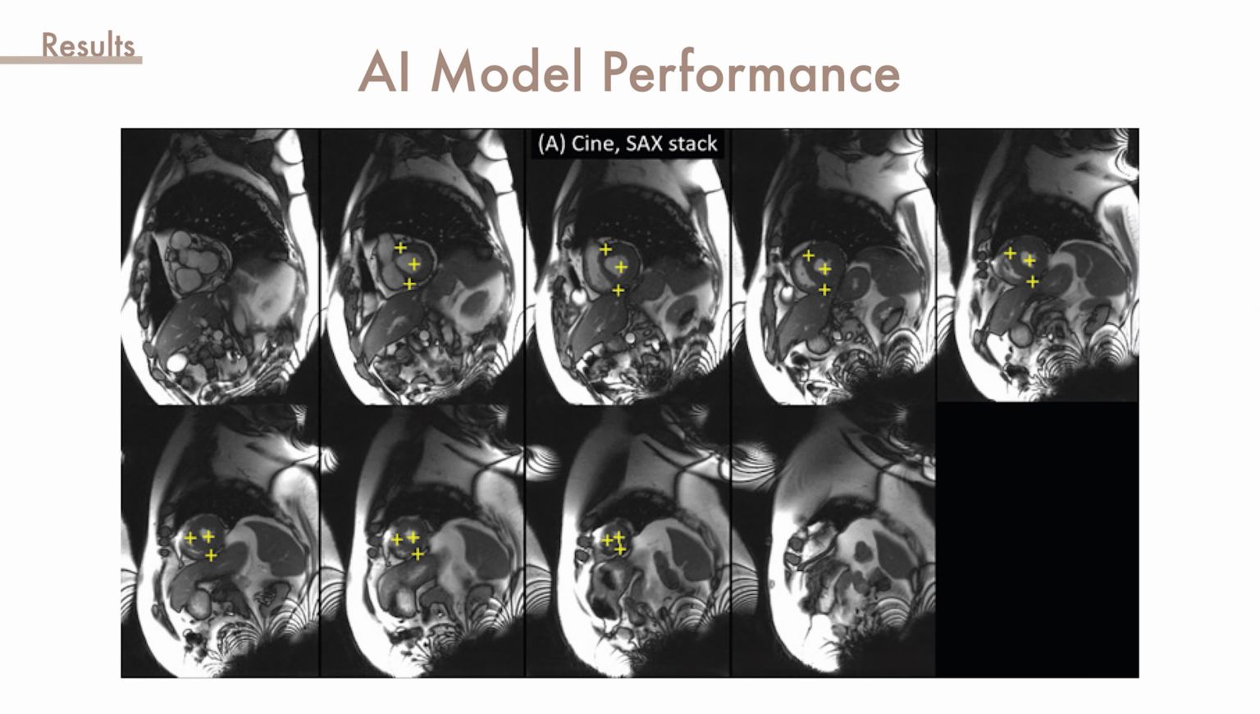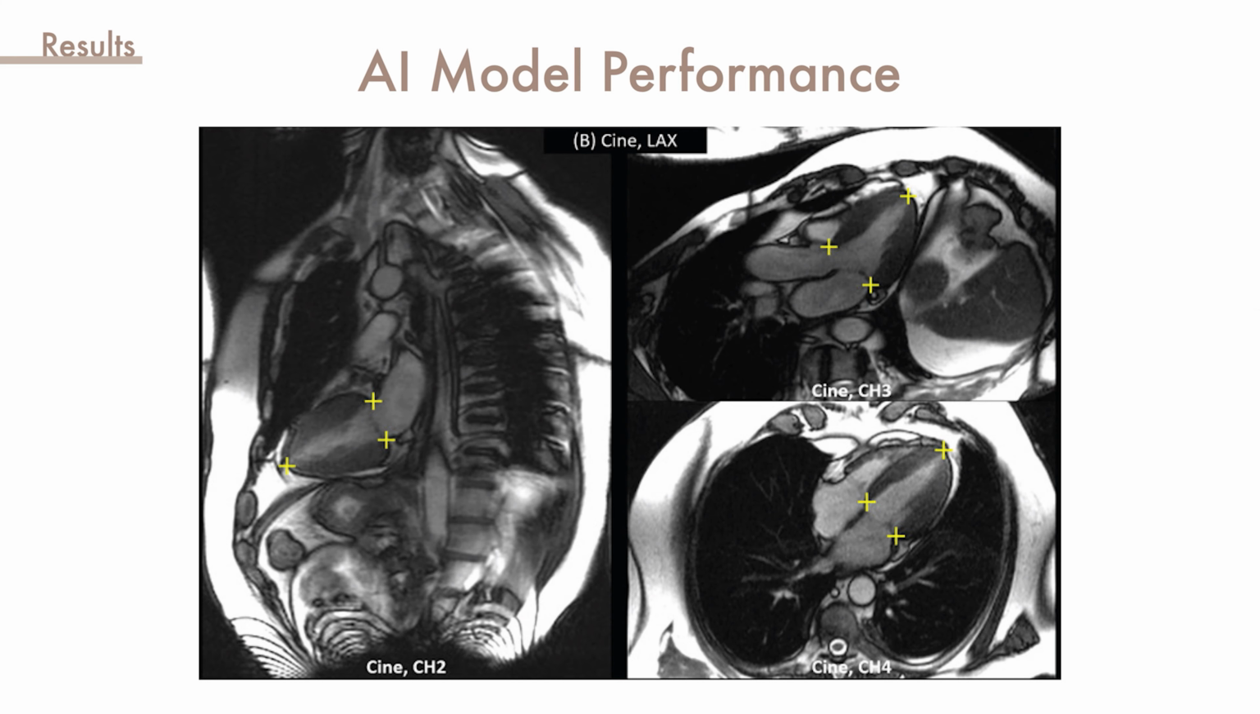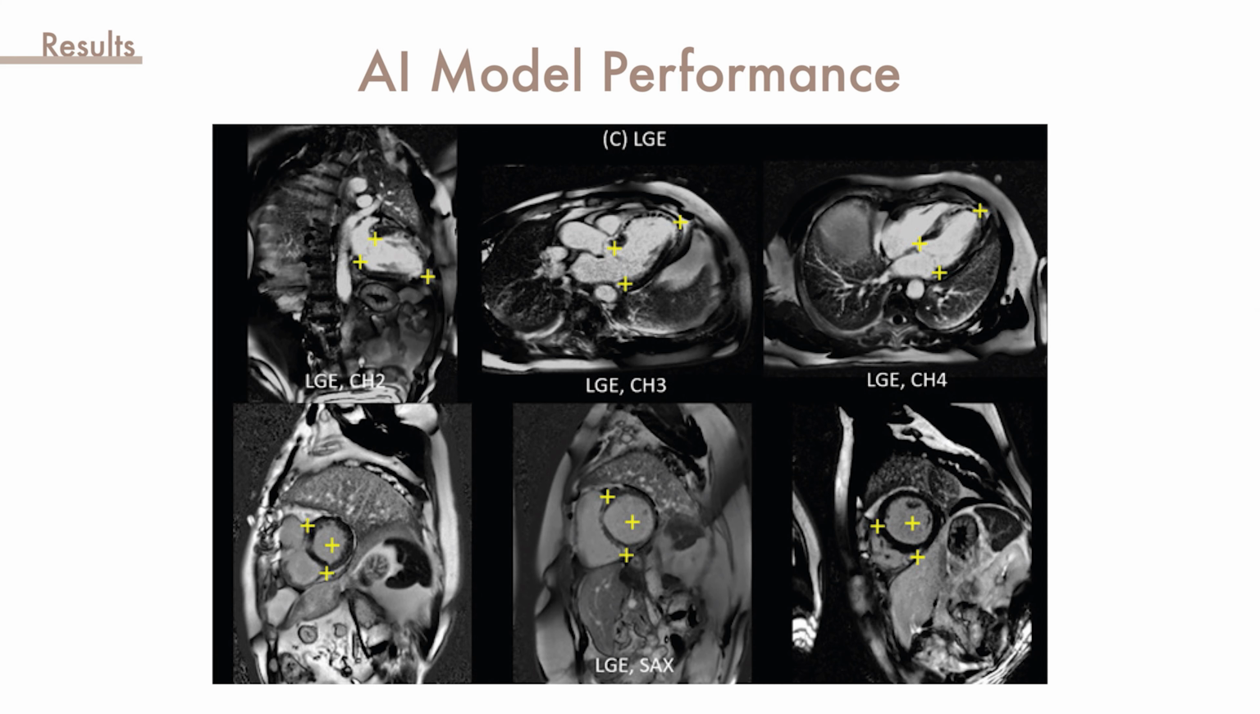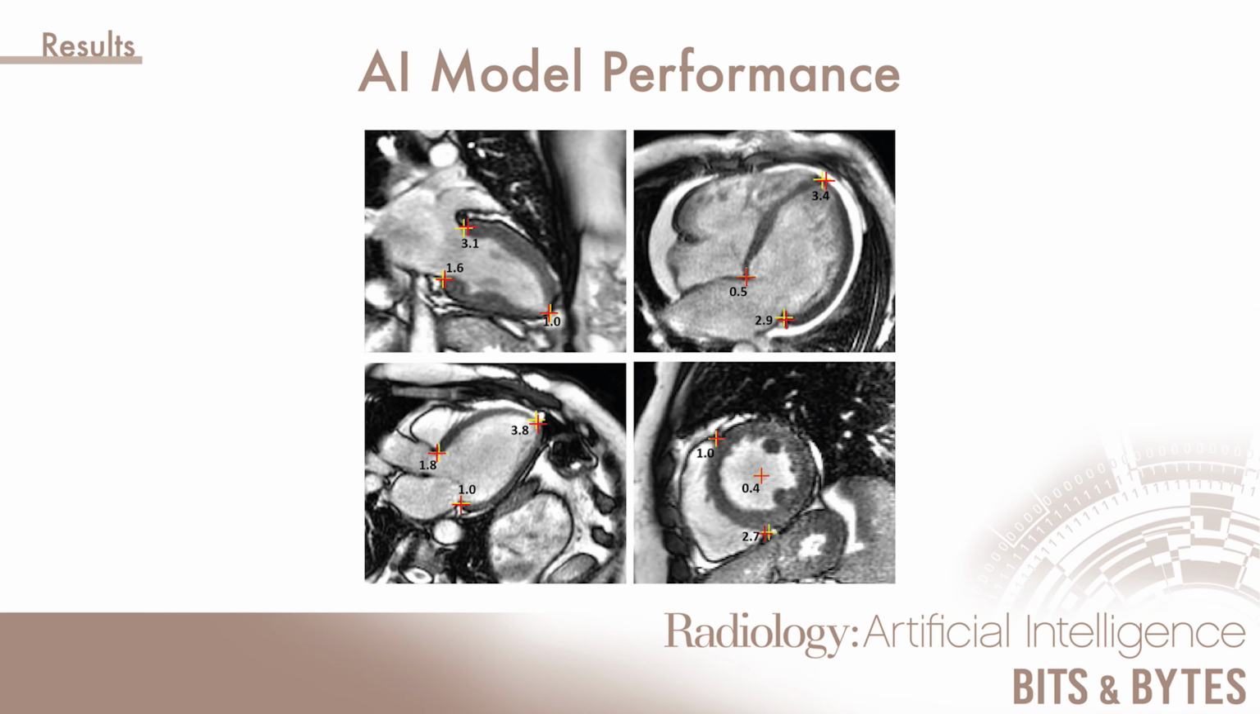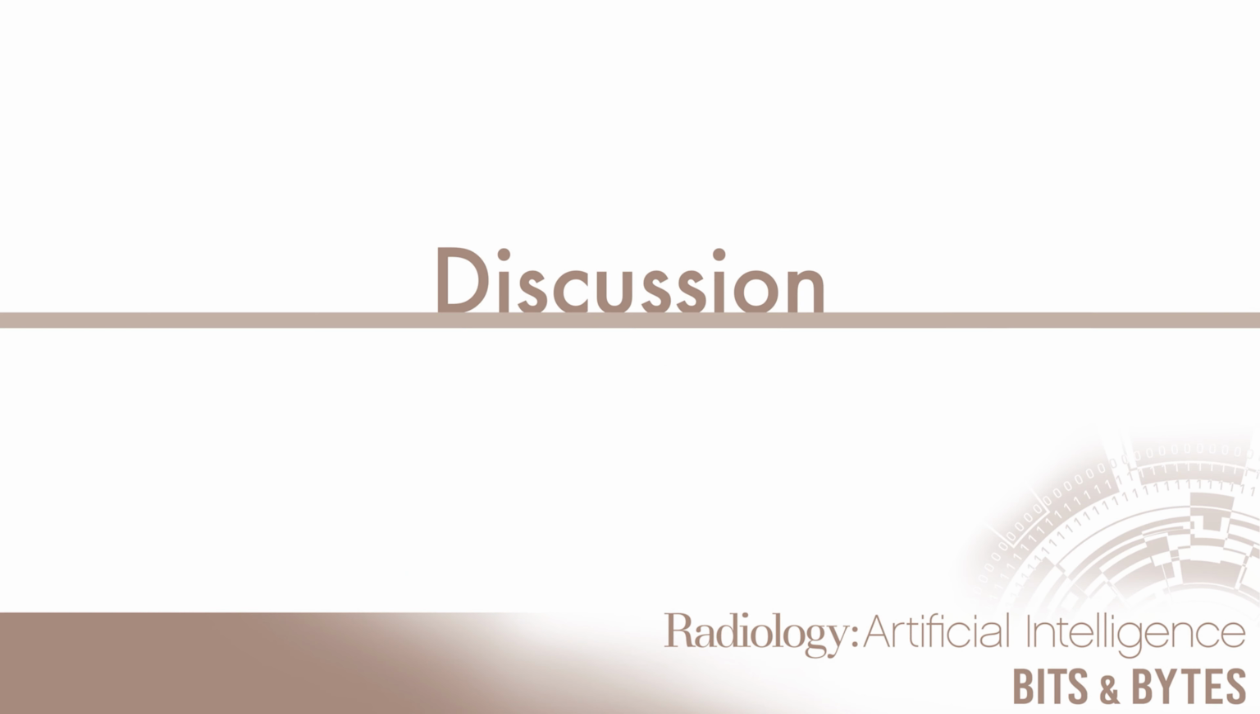Here are examples of model performance on the short axis CNA view. Here are examples in the 2-chamber, 3-chamber, and 4-chamber views. Here are examples in the late gadolinium enhancement 2-chamber, 3-chamber, 4-chamber, and short axis views. And here are examples in the T1 mapping sequences. This is an example of what the Euclidean distance looks like.